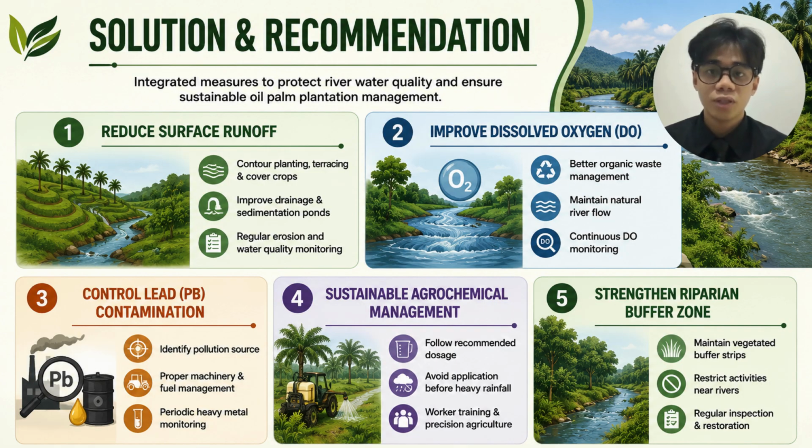Next, I will present the proposed solutions and recommendations to improve surface water quality in oil palm plantations. So firstly, to reduce surface runoff, the plantation should implement soil conservation practices such as contour planting, terracing, and cover crops. These methods help reduce soil erosion and minimize the movement of sediments, fertilizer, and pesticides into the nearby river.